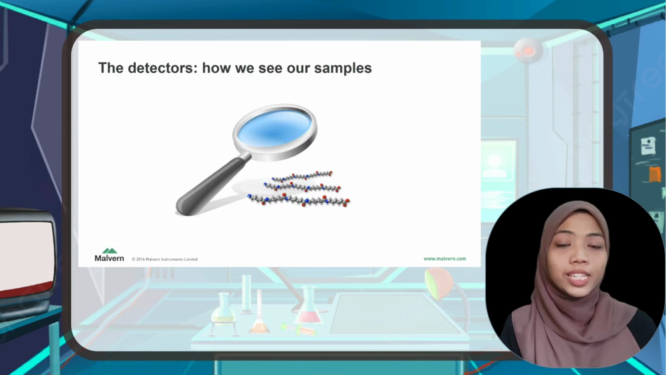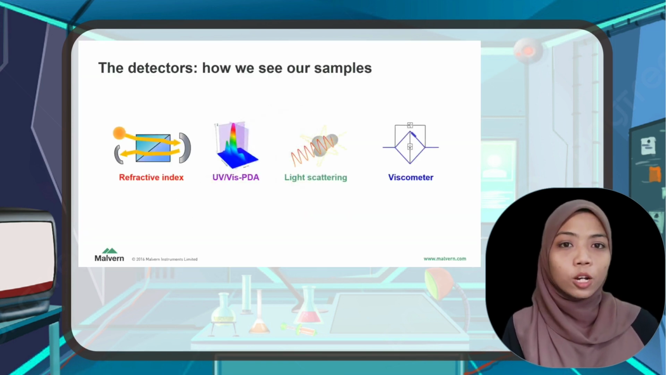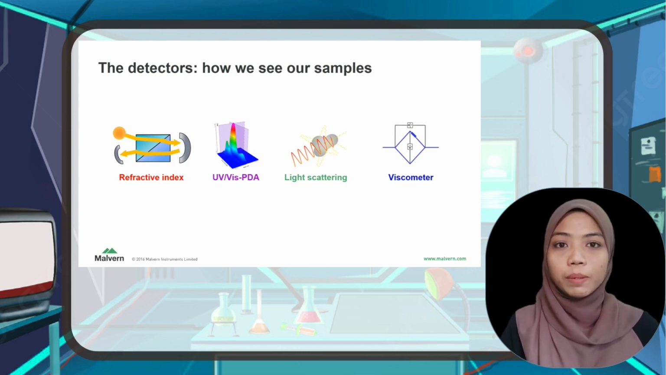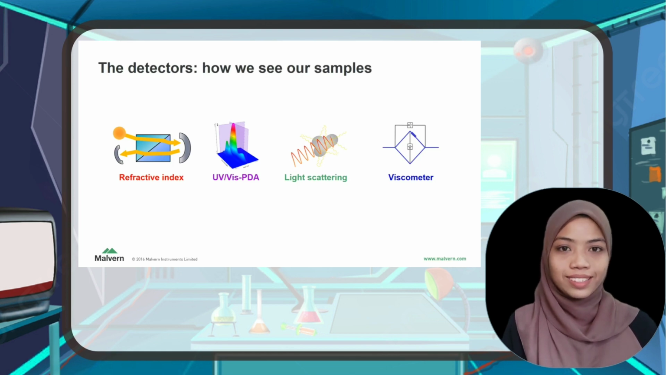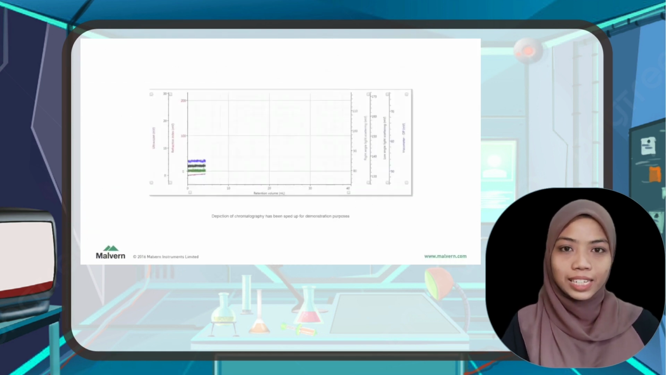Next, we move to the detection. As the separated components exit the column, they undergo detection. Various detectors such as UV visible spectrophotometers or refractive index detectors come into play, depending on the nature of the molecule being analyzed. Lastly is data analysis.